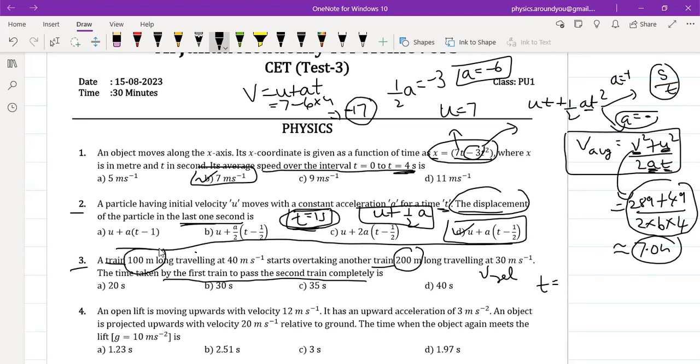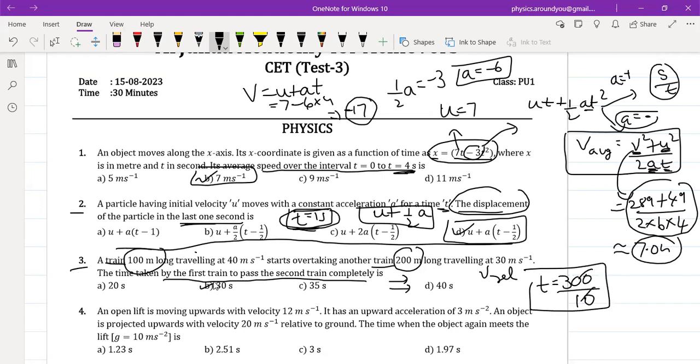The length of the first train is 100. Add them both, you will get 300, and divide it by the relative speed. Both of them are moving in the same direction. So relative speed would be 40 minus 30, which is 10. And hence you'll get the answer as around 30 seconds.